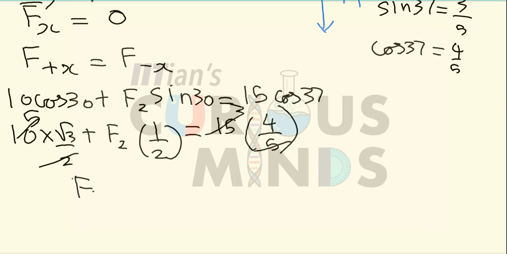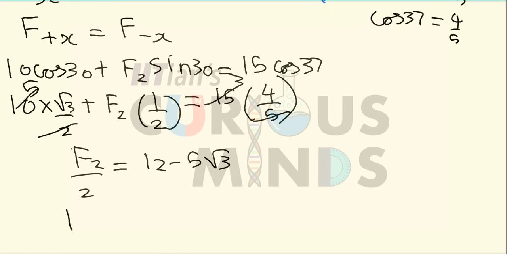So F2 divided by 2 will be equal to 12 minus 5 root 3. Okay, it will be equal to 12 minus 5 root 3, which is equal to, if I multiply it by 2, F2 will be equal to 24 minus 10 root 3. This is the magnitude of F2.